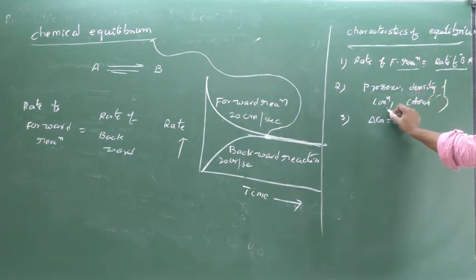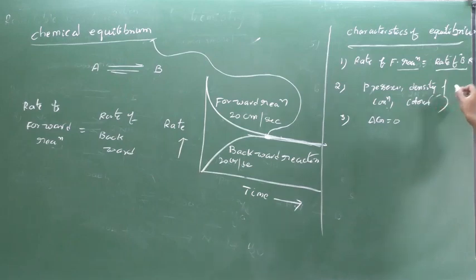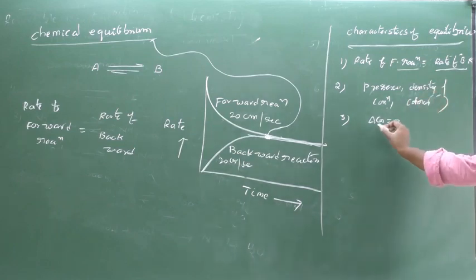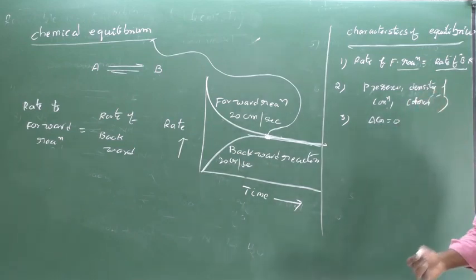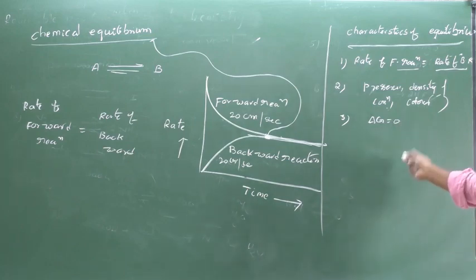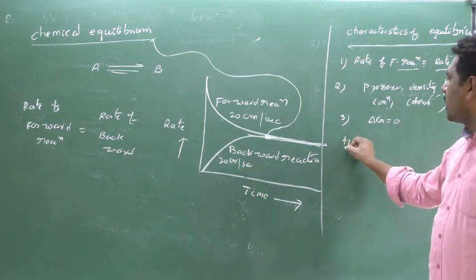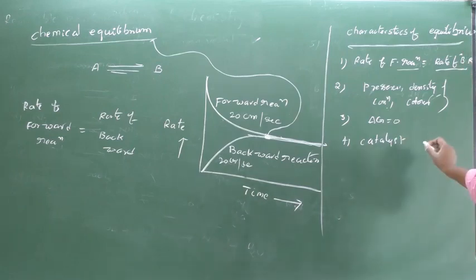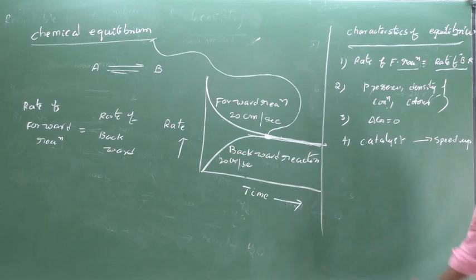So the rate of forward reaction is equal to the rate of backward reaction. Pressure, density, concentration, color remain unchanged. And third, delta G, that is Gibbs free energy, is equal to 0. And fourth, the effect of a catalyst: it does not alter the chemical equilibrium but speeds up the attaining of chemical equilibrium. This is the role of the catalyst.